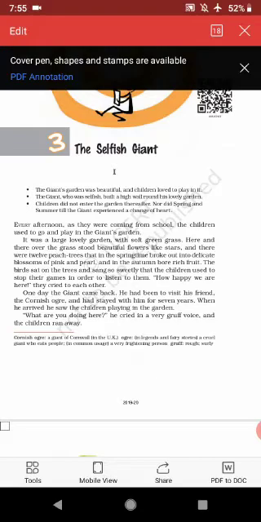In the first paragraph, just see, every afternoon as they were coming from school, the children used to go and play in the giant's garden. So, in the first paragraph, once upon a time there was a giant's garden in the city. When the students used to return from their school, they used to play in the giant's garden daily.